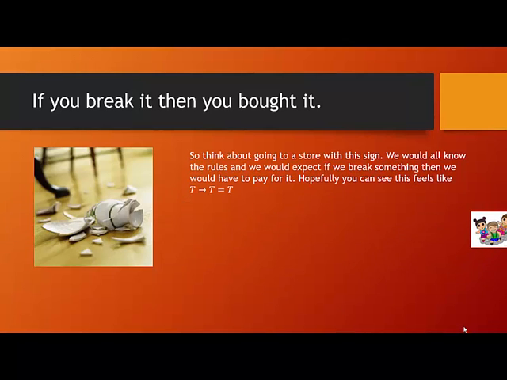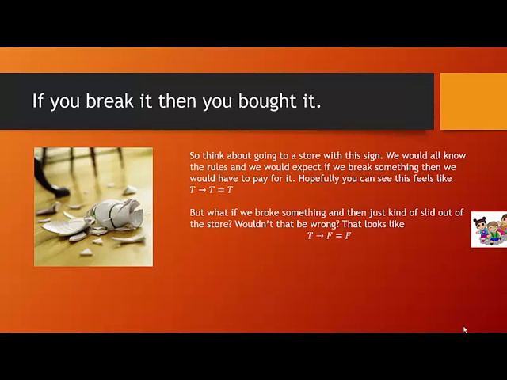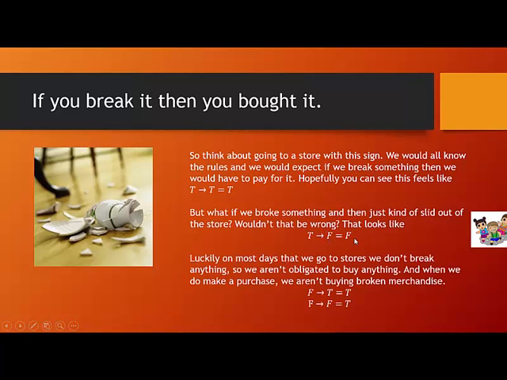Well, what else could happen? Like these kids I had running through. Couldn't somebody kind of dash through a store and break something, leave without paying for it? That should feel kind of wrong, that, hey, we broke something, but then we didn't pay for it. That should be false. So true implies false. That shouldn't happen. The condition says whenever the first thing happens, the second thing has to follow. And here, the second thing didn't follow. So it makes it false.